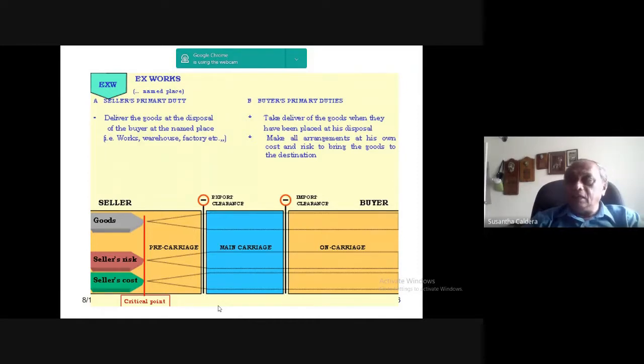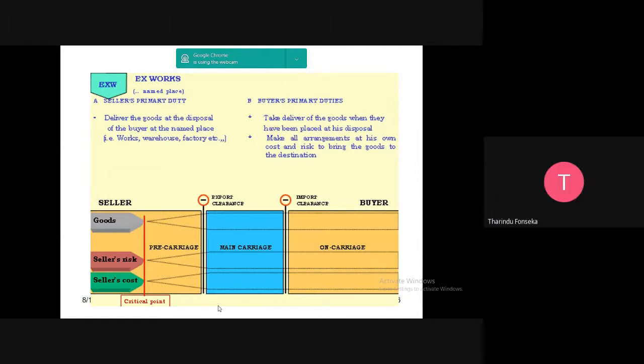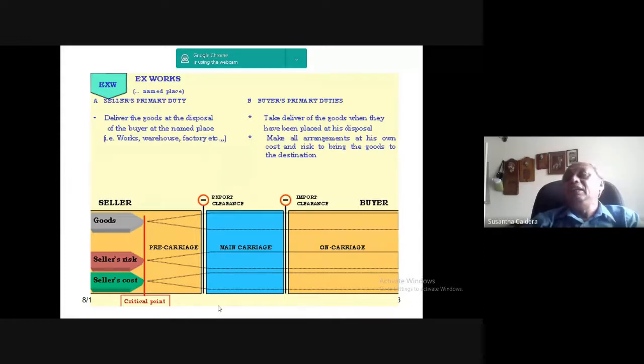How many Incoterms are there in 2020? How many? 11. 11 Incoterms are there, right? Can you repeat them with your memory? Can all join and then support? One can start, then the others can support.